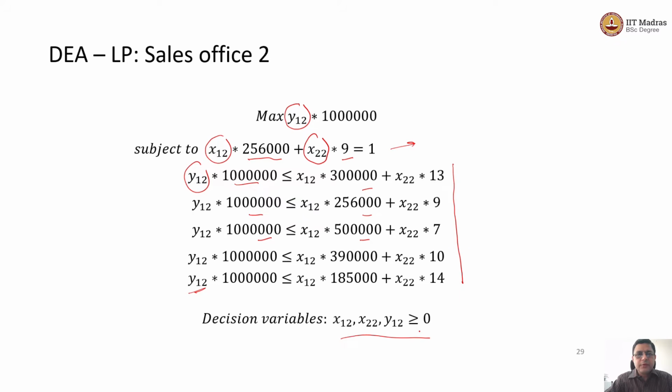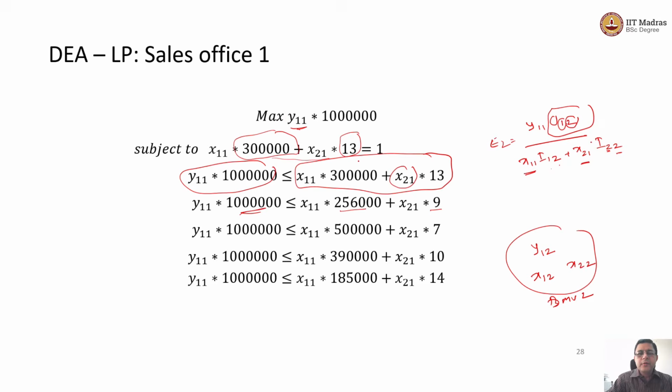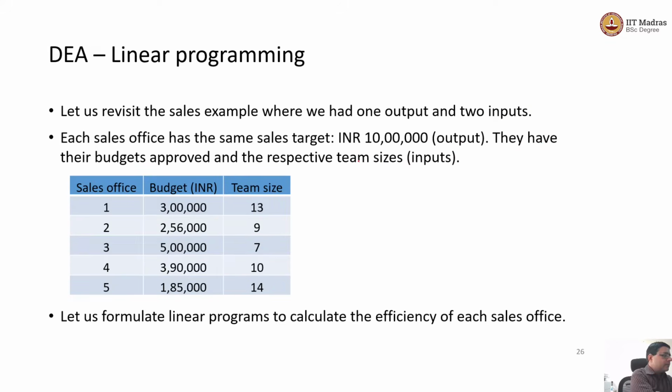Okay, let us do that one more time. Sales office 3. Right. Now, why is this normalizing constraint used? This normalizing constraint is used because if you go back, this was our third DMU, which has 2 inputs. The budget is 5 lakhs and the team size is 7. Okay. So for DMU number 3, what is I13? I13 is 5 lakhs and I23 is 7.